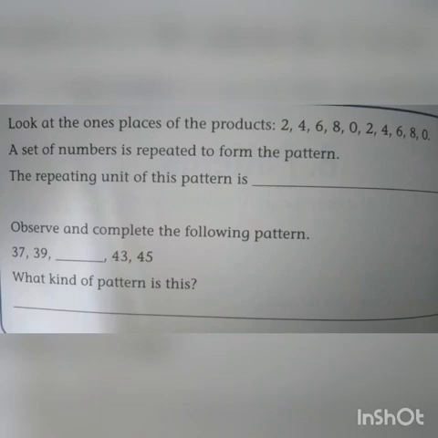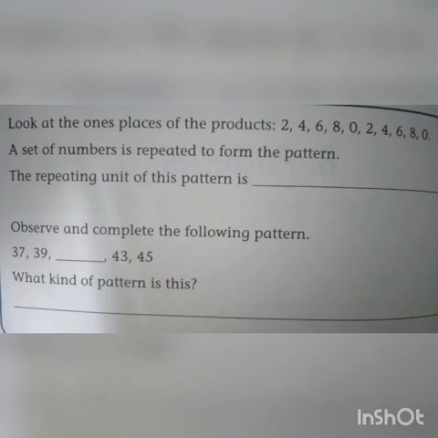Observe and complete the following pattern. Here 37, 39, then what comes after a dash, 43 and 45 are given. So between 37 and 39 only one value is missing, and again between 43 and 45 one number is missing. If we add 2 to 37, we get 39. Similarly, if we add 2 to 43, we get 45. So the value in that dash is 41, by adding 2 to 39.